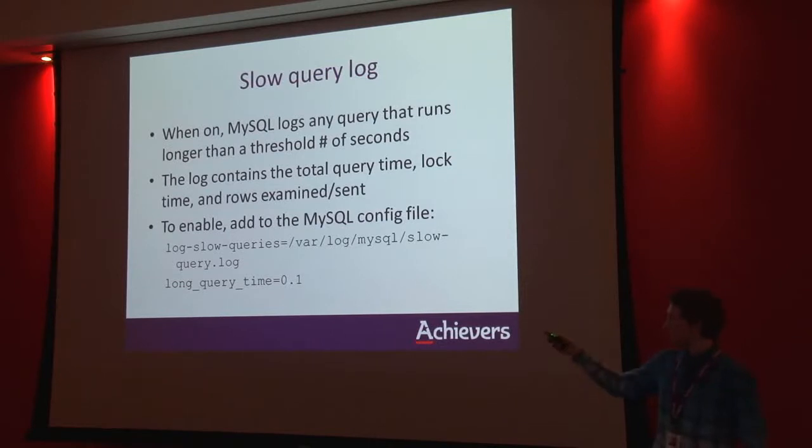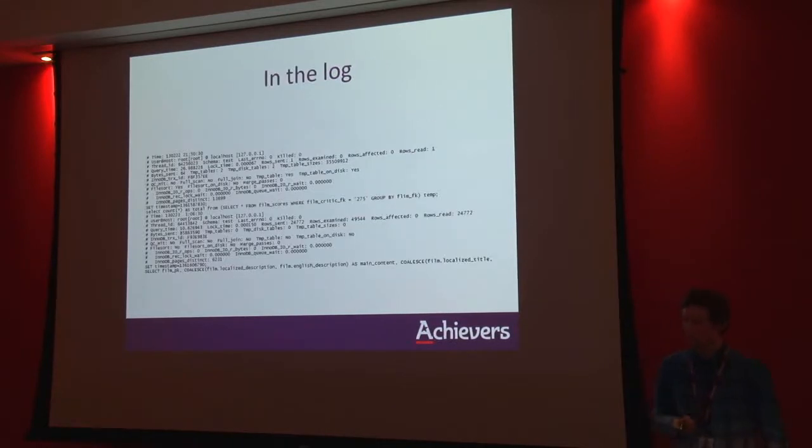To enable it is pretty simple. You add the one directive, you set your threshold time, so in this case, it's going to log any query that takes more than 1/10 of a second to execute. And what does it look like?